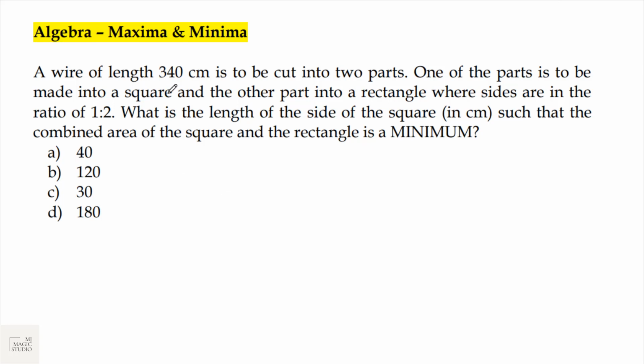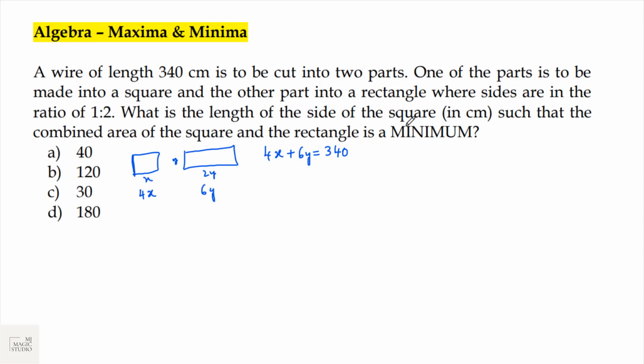A wire of length 340 centimeter is to be cut into 2 parts. One of the parts is to be made into a square. Its sides are x, then perimeter would be 4x, and the other part into a rectangle whose sides are in the ratio of 1:2. So this is y, this is 2y. Perimeter becomes 2 plus 1, 3 into 2, 6y. So the first equation which we have is 4x plus 6y is equal to 340.